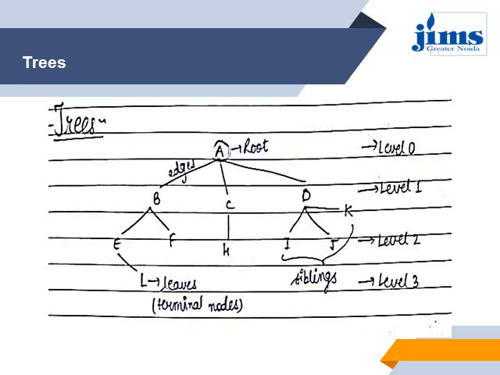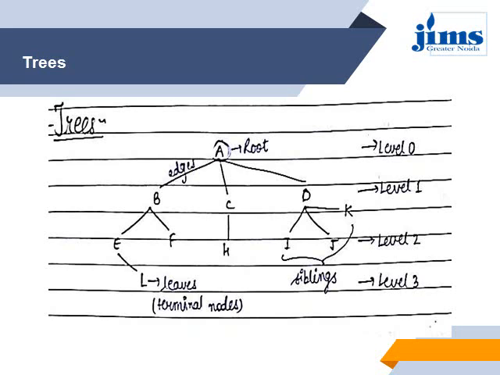So as you can see in this example, the root of the tree is A. B, C, D, E, F, H, I, J, K, L all are the child nodes to parent node root node A. E, F are child nodes to parent B. H is the child node to parent C. I, J, K are the child nodes to parent D. I, J, K are the siblings. E, F, H, I, J, K all are siblings because they all lie at the same level.